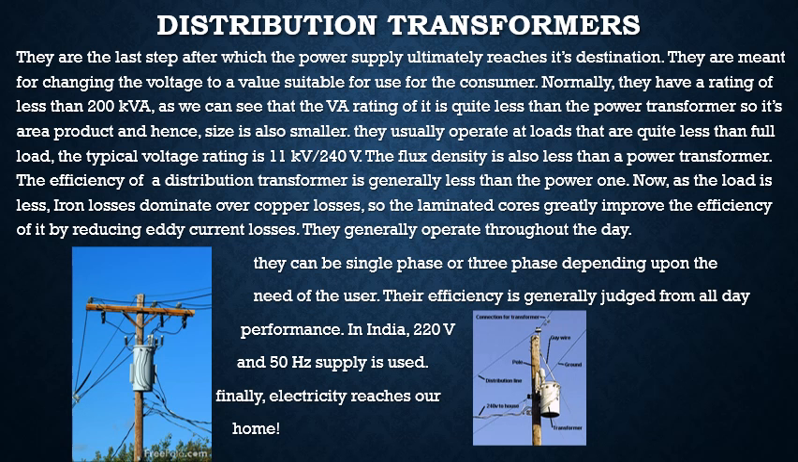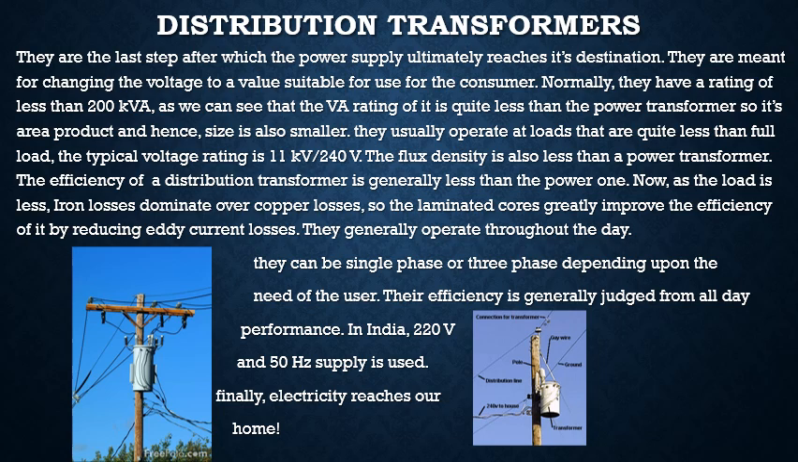The last step in the power grid is finally the distribution transformers. They are the last step after which power supply ultimately reaches its destination. Normally they have a rating of less than 200 kVA. As we can see, the volt ampere rating is quite less than a power transformer, so they are much smaller in size as compared to the power transformer. They usually operate at loads that are quite less than full load. The typical voltage rating is 11 kV to 240 volt. The flux density is also less than the power transformer.